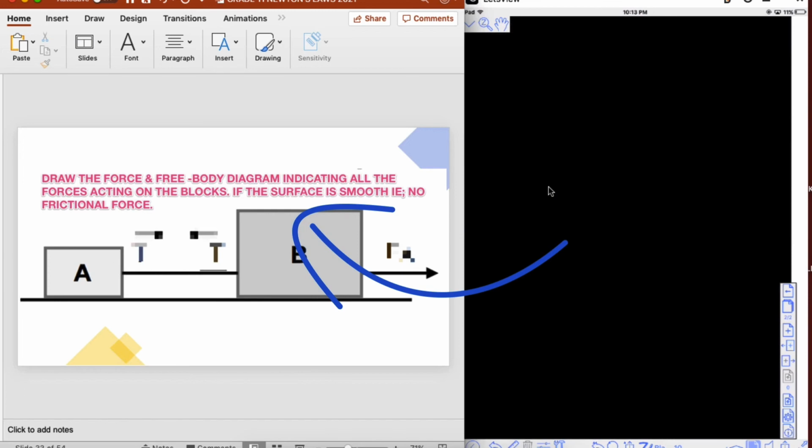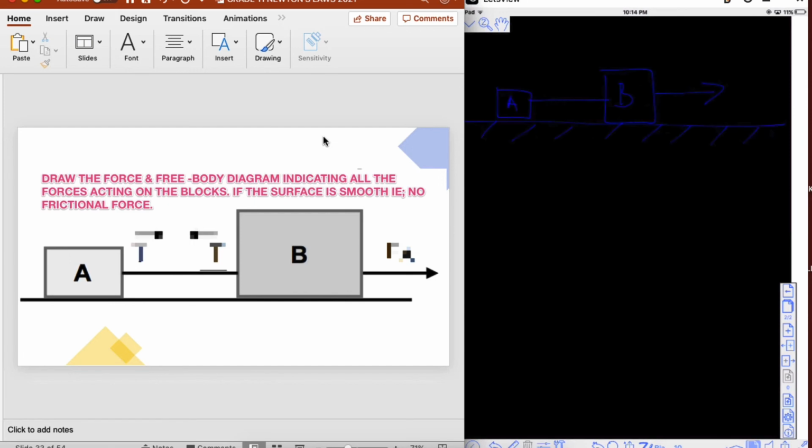Now let's answer the question on your left there. They're saying draw the force and free body diagram indicating all the forces acting on the block if the surface is smooth. That is, no frictional force. So we can see that those two objects are connected, so I'm going to redraw those two objects. It's very important that you first indicate the forces on the actual diagram. The obvious forces that we know are going to be present are the weight and the normal force. And on the second diagram, the same thing: the weight and the normal force.